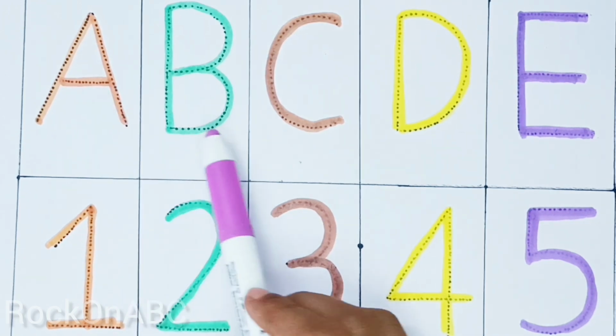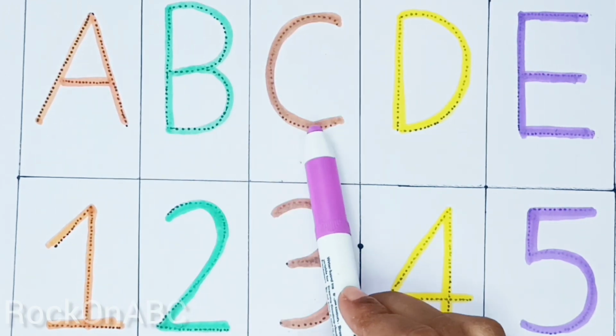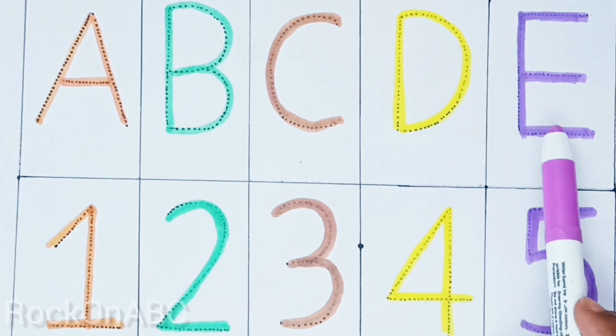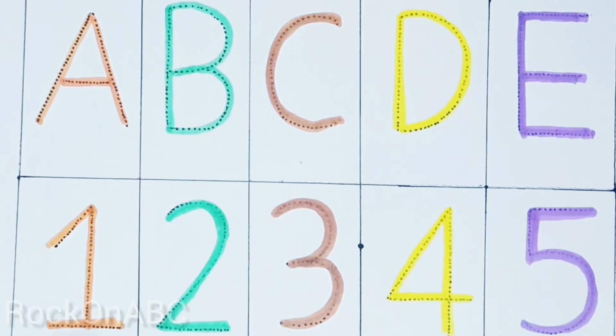A for apple, B for ball, C for cat, D for dog, E for elephant. Keep it up, guys.